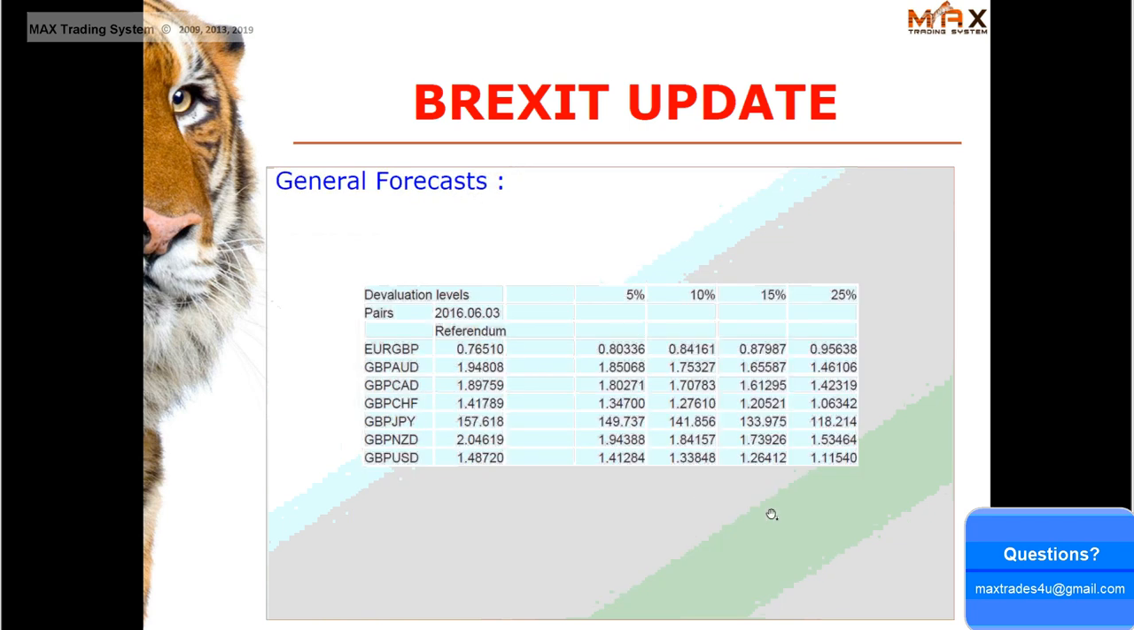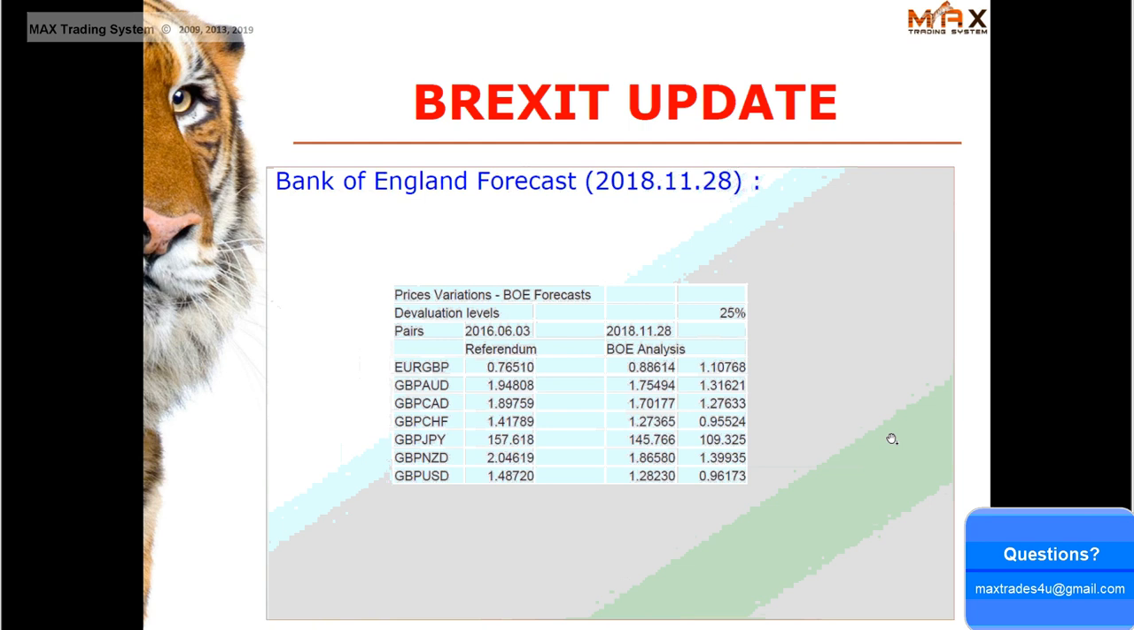So here we have the general forecast I have mentioned: 5 to 10% for the optimistic forecast, and 15 to 25% for the pessimistic forecast. And I have noted the numbers here, and these devaluations are related to the price of the pound pairs at the moment of the referendum. I have taken the close price before the release of the result of the referendum. And two more specific forecasts are the following.